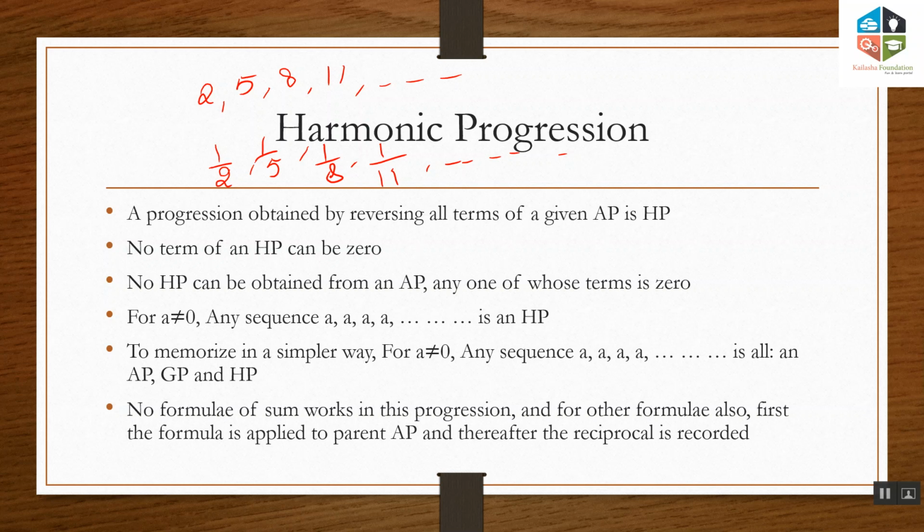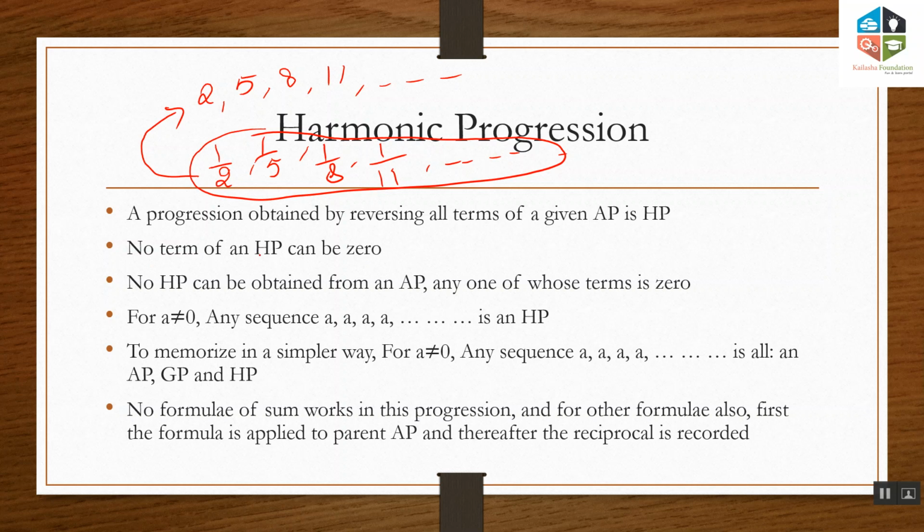No formula for sum or other things you can derive. If you have to find the sum of 20 terms, then you have to go by the long method only. There is no way. But if you have to find the nth term, then you have something. You can reverse all the terms and convert back to the AP, find the nth term of the AP, and when you find the nth term of the AP, take its reciprocal again.